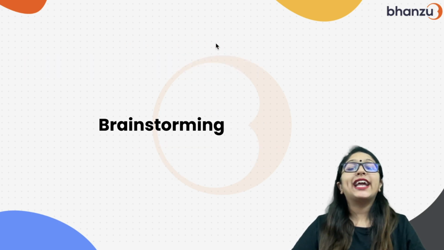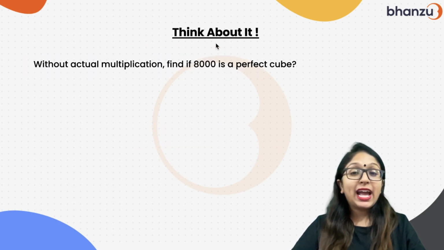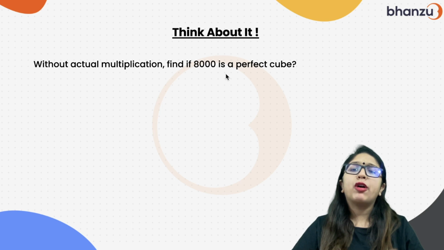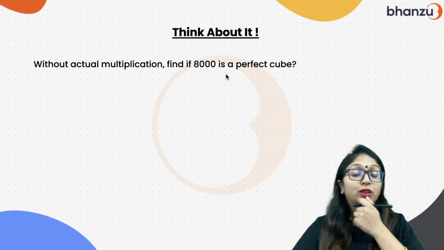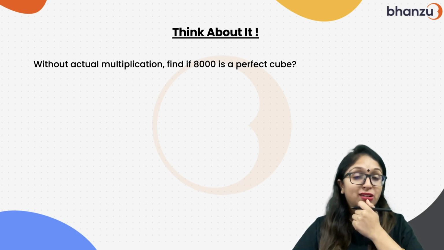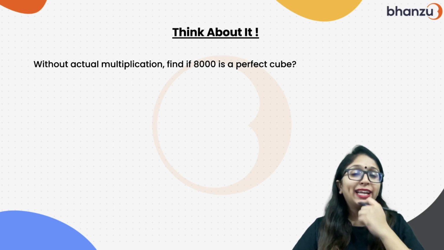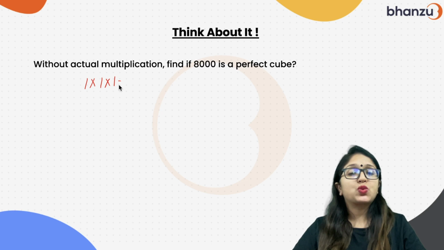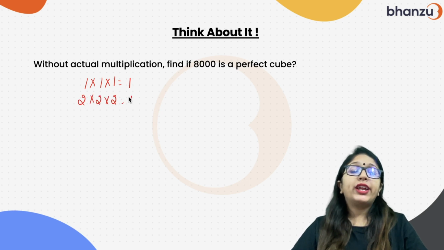Now let's go ahead and think over one more question. And that question is, without actual multiplication, find whether 8000 is a perfect cube or not. So this is a hard question, do you think so? If we have to find it, we do it like this. 1 times 1 times 1 is 1. 2 times 2 times 2 is 8. 3 times 3 times 3 is 27.